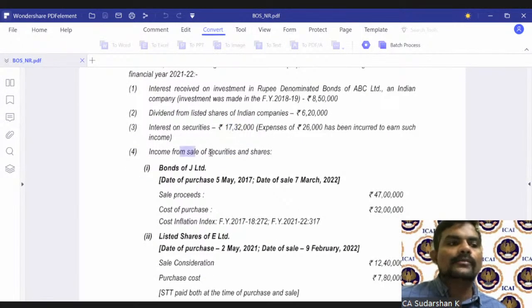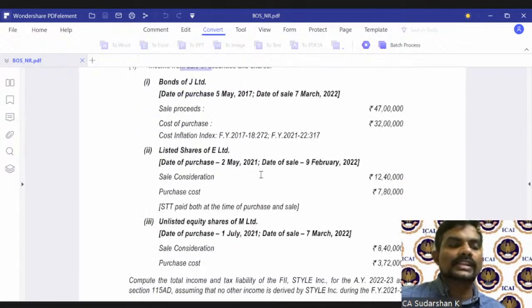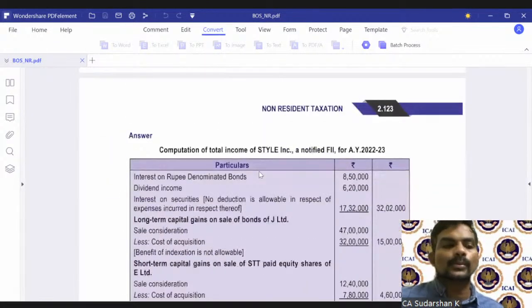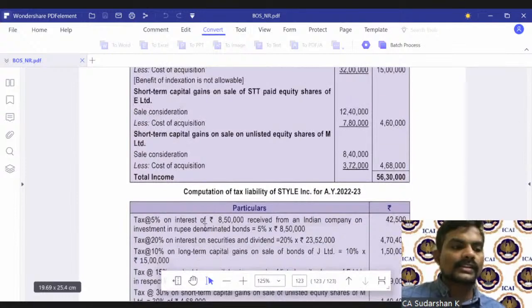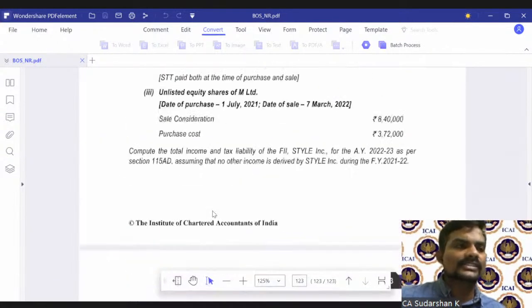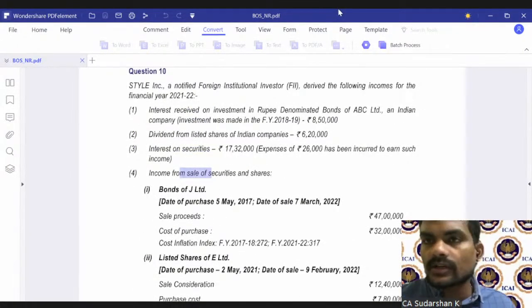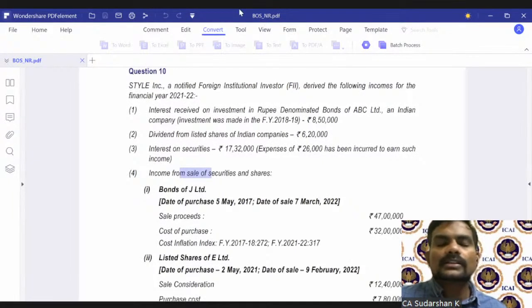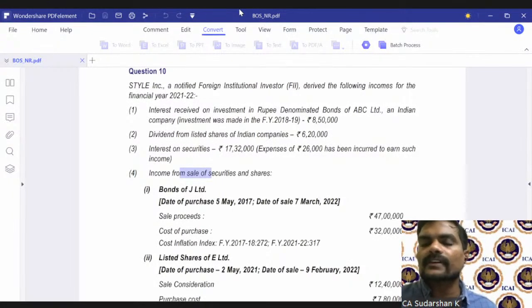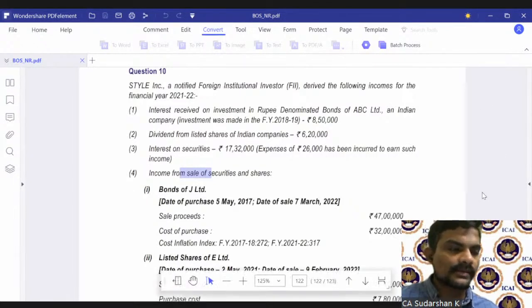There is interest on securities, 17,32,000. And there is income from sale of securities and shares. There are some capital gains income as well, income from sale of securities and shares, 111A. It's a very straightforward, simple calculation. You need to find out the interest and other aspects. So look at 115AD. Normally, these are the kind of questions that will be tested. So don't get intimidated on seeing FII and others. Just keep in mind that special rates are mentioned in section 115AD, and then based on which you need to apply. So please have a look at question number 10 in the material as your assignment.